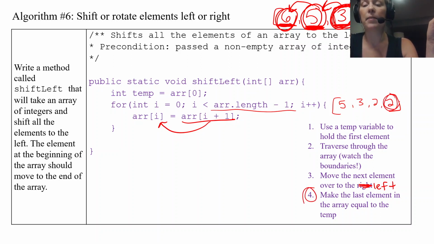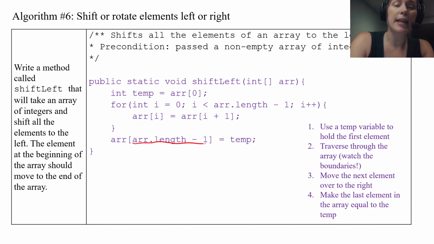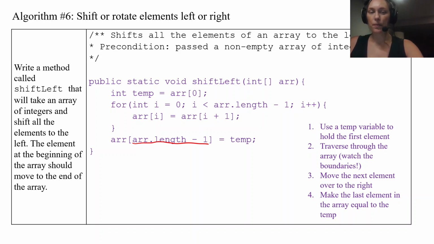Make the last element equal to the temp, because the temp held my 6. And so the last element, to access the last index, remember, I use arr.length minus 1. That's going to be the last index, and that's going to be equal to my temp. That's a fun one. Okay.